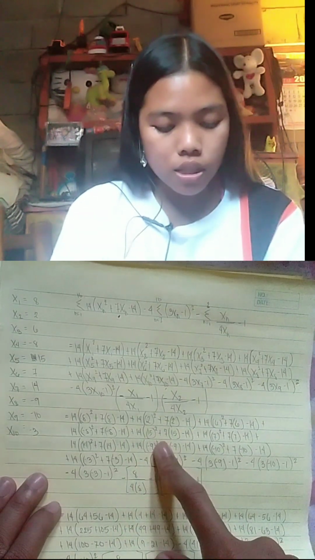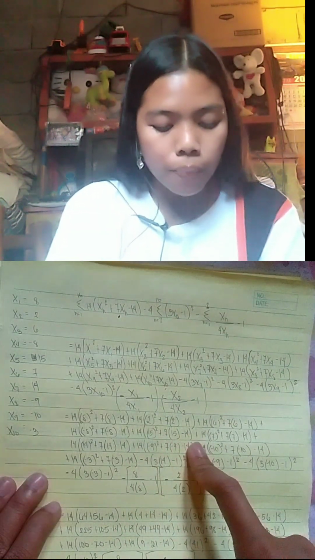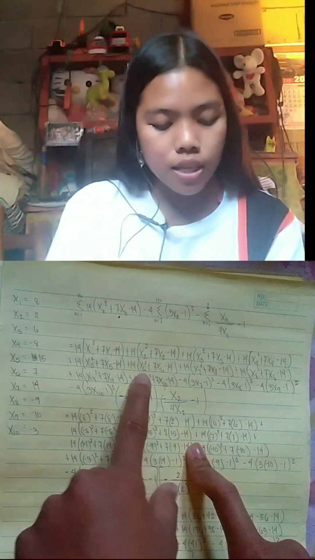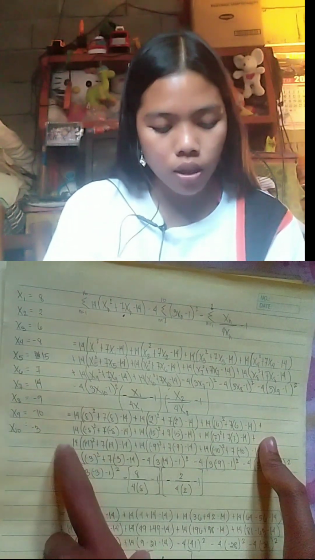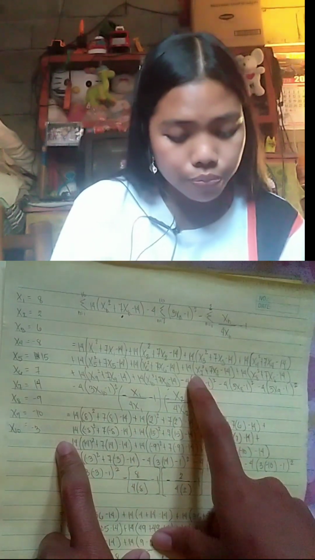Let's go. The next is x sub 5. So the x sub 5 is equal to 15. So 14 times 15 squared plus 7 times 15 minus 14. Next one is x sub 6. So the value of x sub 6 is 7. So 14 times 7 squared plus 7 times 7 minus 14. Next is x sub 7, which the value is 14. So 14 times 14 squared plus 7 times 14 minus 14.